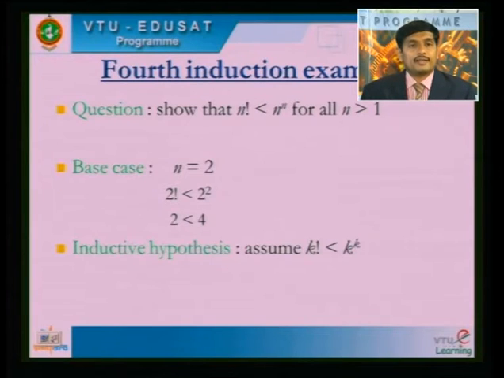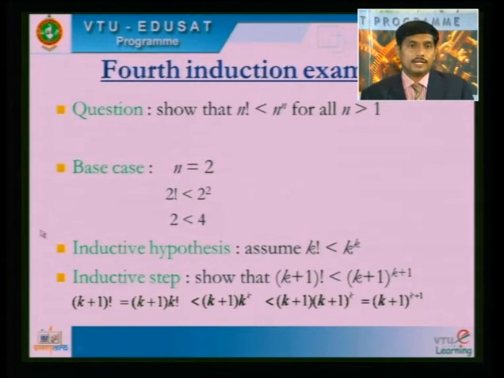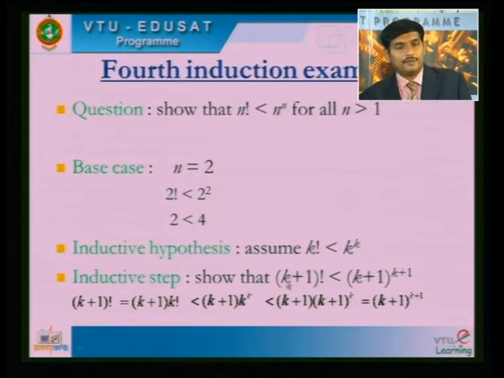Next, we assume the induction hypothesis: in place of n we write k, that is, k factorial is less than k power k is true. Then we show that k plus 1 factorial is less than k plus 1 to the power of k plus 1. Here, in the inductive step, we start with the left hand side.